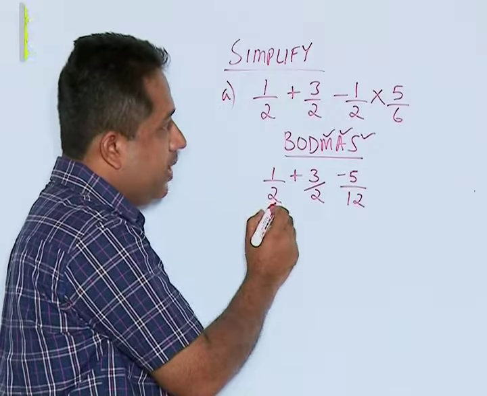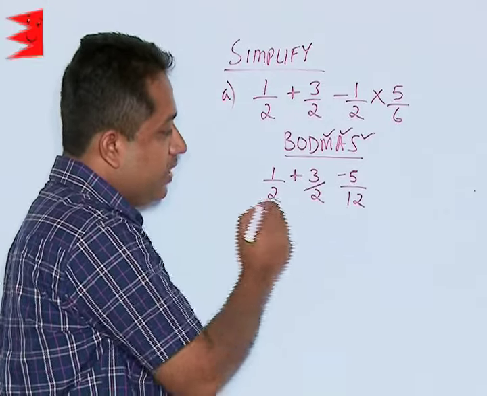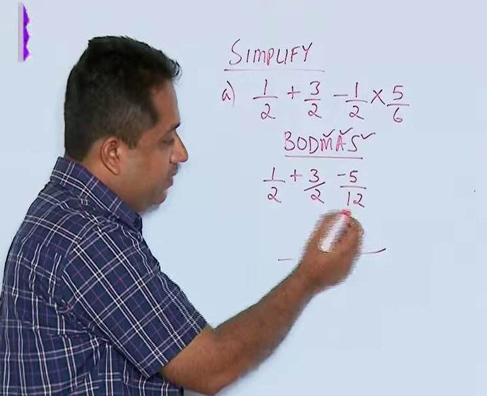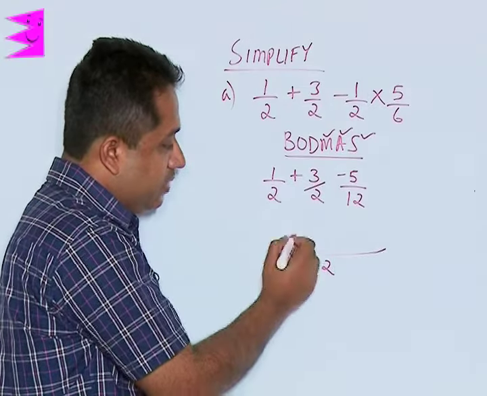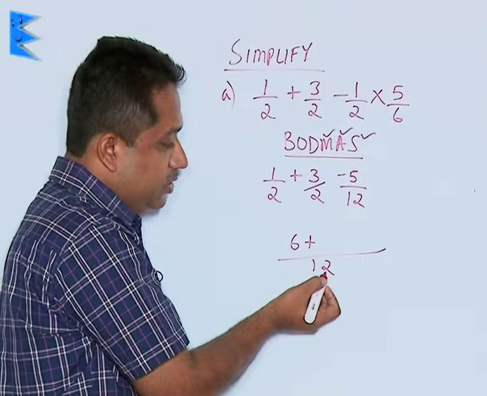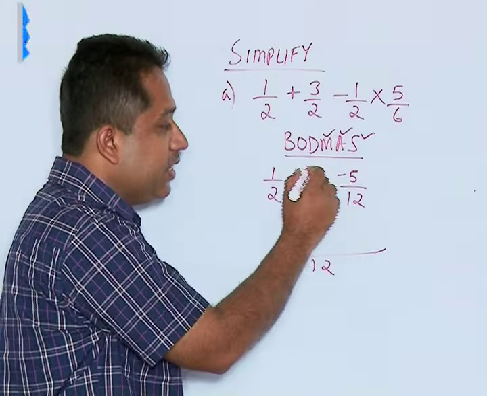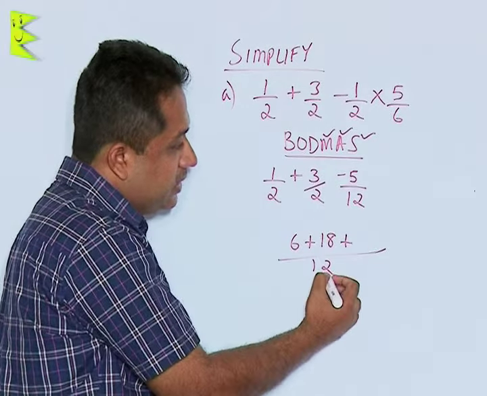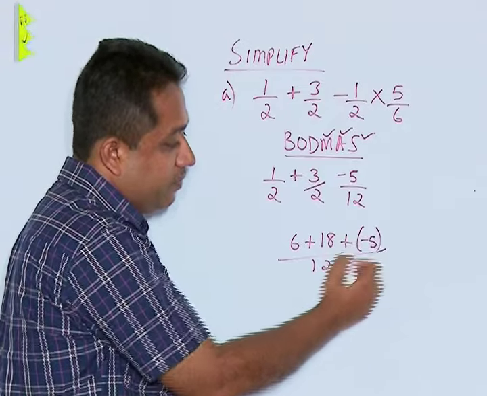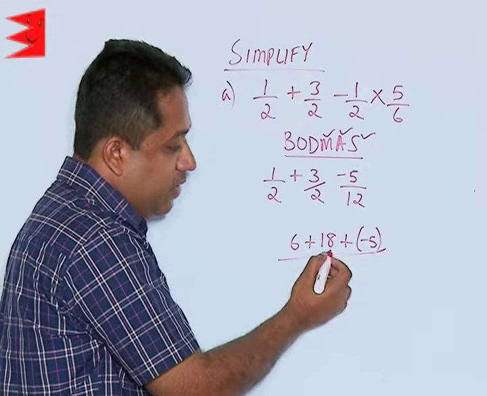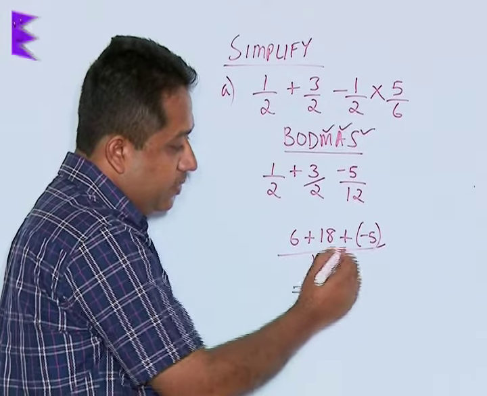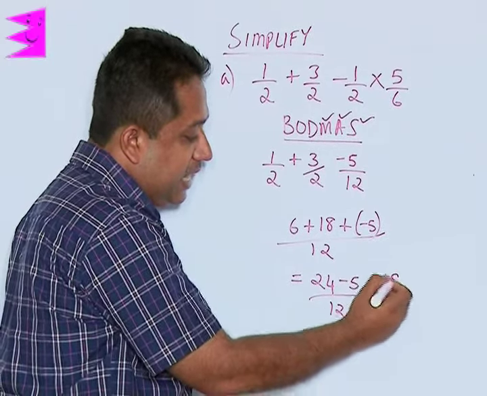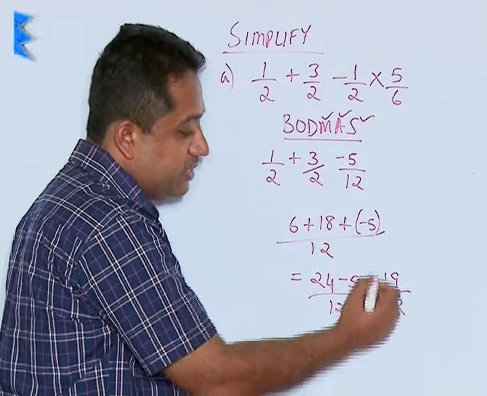You are left with 1 by 2 plus 3 by 2 minus 5 by 12, and we have to take the LCM of these numbers. So, the LCM is 12. 2 goes 6 times in 12, so we get 6 here. Again 2 goes 6 times in 12, so 6 has to be multiplied by the numerator here. So, 6 into 3 is 18, plus 6 into 1 is 6, and here we get minus 5. So, 18 and 6 we add, we get 24, and here we get minus 5 upon 12. 24 minus 5 is 19, and therefore the answer is 19 upon 12.